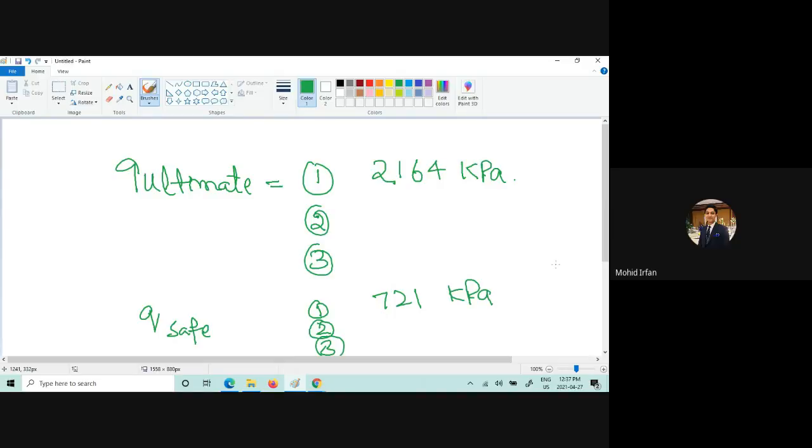Sir, I am getting Q ultimate as 5190.85. Okay, and how about the Q safe? Sir, I haven't found that yet. Okay, you can divide. You can use a factor of safety of 3. So just divide by 3. Yes, please divide that. 1730. Your name, please? Mohit.